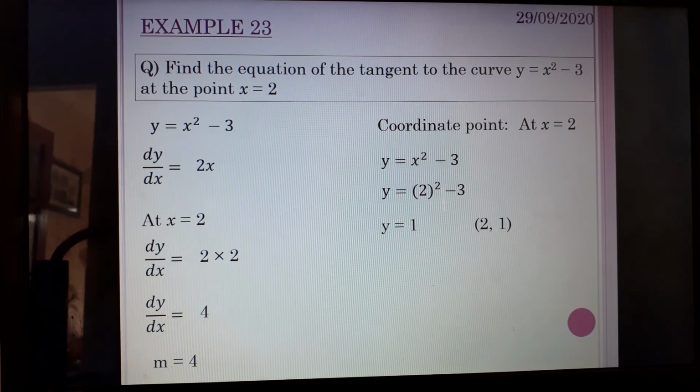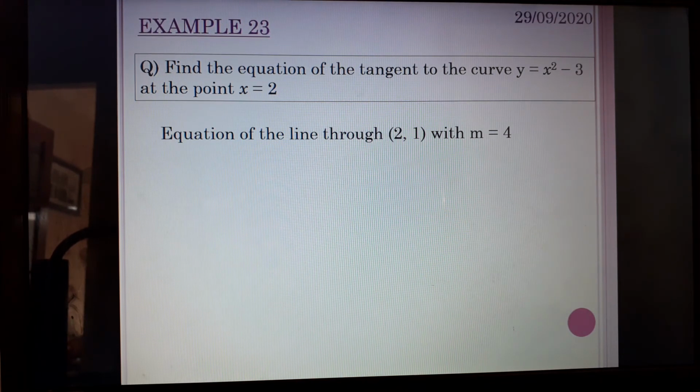Now we've worked out that the gradient is 4 and the coordinate is (2, 1). So we now go back to the straight line topic and put it into your y minus b equals m bracket x minus a formula. So we've got our coordinate (2, 1) and our gradient 4. And it was asking you for the full equation of the tangent, so we now put it into the y minus b equals m bracket x minus a formula. y minus 1 equals 4 bracket x minus 2.